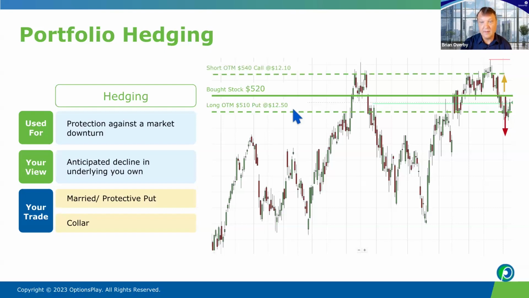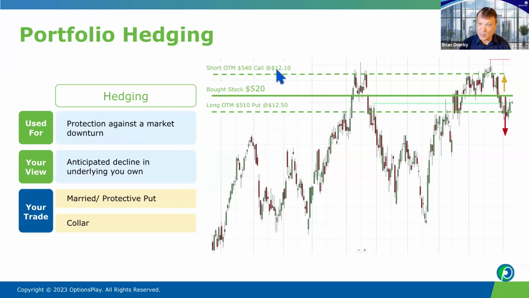And we can reduce our costs then. So we're looking at 2.5% on the downside to protect this position. But what if we sell a call? We can sell in this scenario the 540 call on the upside, so we get a little bit more upside potential, and we're going to receive $12.10. That almost pays for the put.